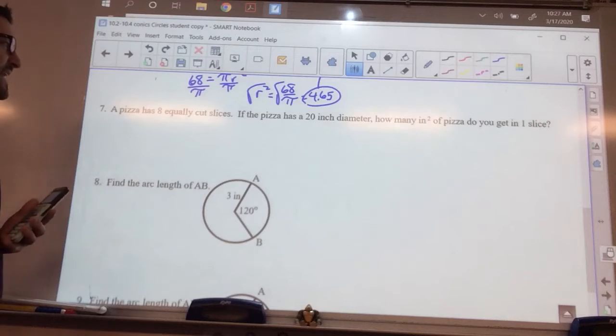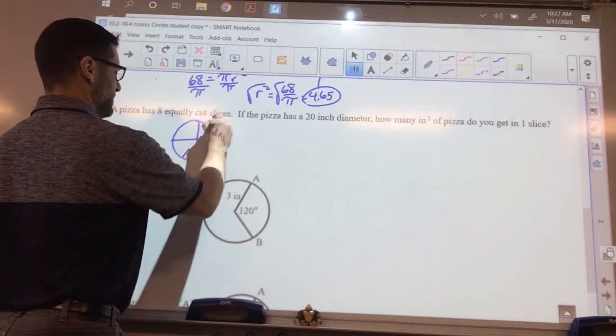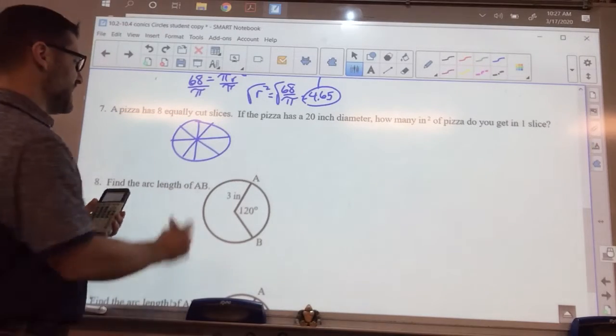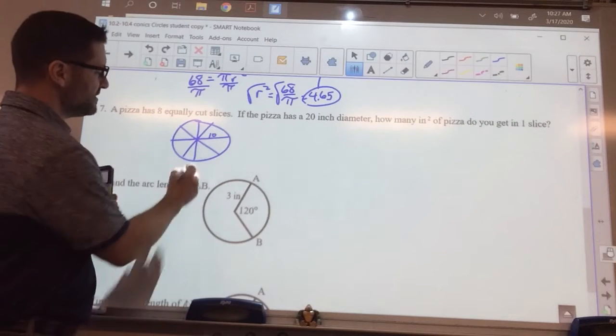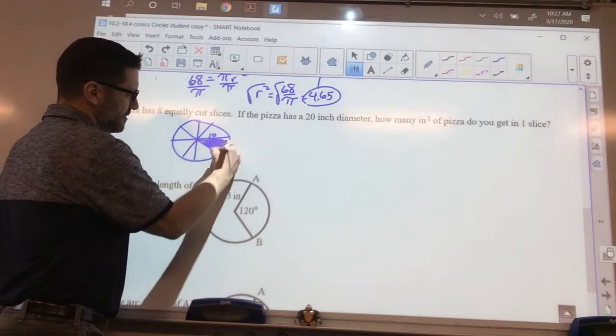All right, a pizza has 8 equally cut slices. Oh, what a bad pizza. If the pizza has a 20-inch diameter, well, that would mean the radius is 10. How many square inches of pizza do you get in one slice? So how big is that?